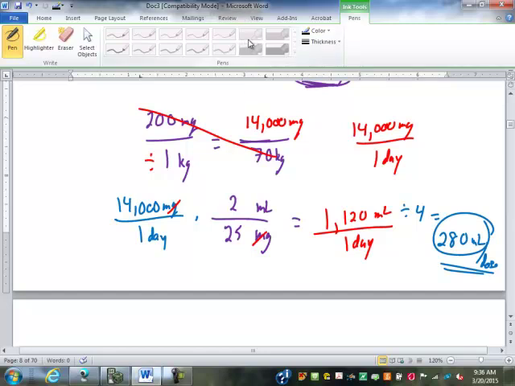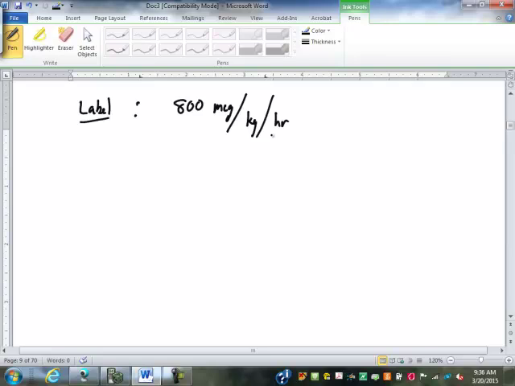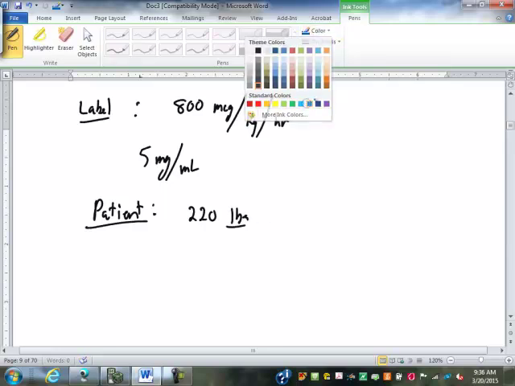So let's take a look here. We're going to look at a label that says 800 micrograms per kilogram per hour, constituted as 5 milligrams per milliliter. Patient weighs over 220 pounds. You guys tell me, what's my first step?